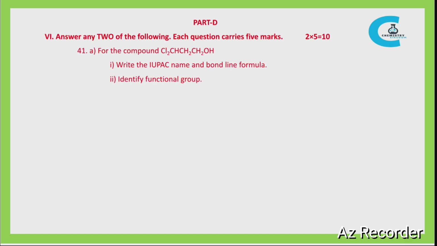Next, part D, a 5 mark question from organic chemistry. Write the IUPAC name and bond line formula, they are asking. So the IUPAC name for this is 3,3-dichloropropan-1-ol, and for the bond line formula, you just have to show the carbon atoms as corners. Heteroatoms like Cl and oxygen you have to show in the bond line formula. Identify the functional group. Clearly it is OH, the alcoholic functional group.